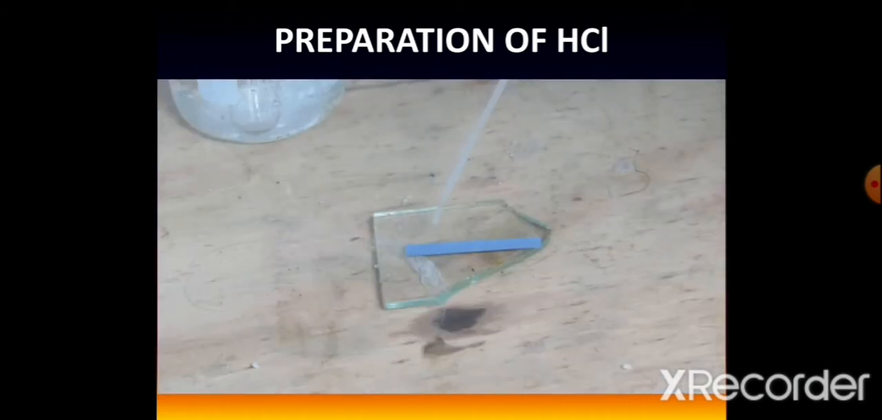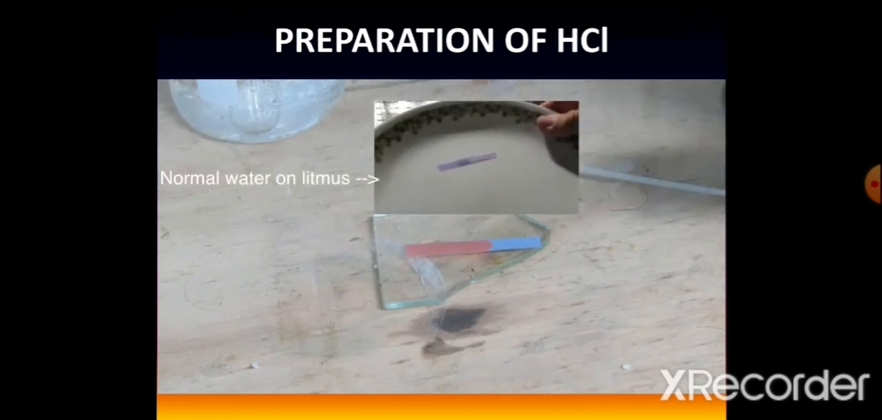Now put 1 drop of the liquid on the blue litmus paper. You can see it turns red, indicating that we have prepared hydrochloric acid. It proves that it is acidic in nature.